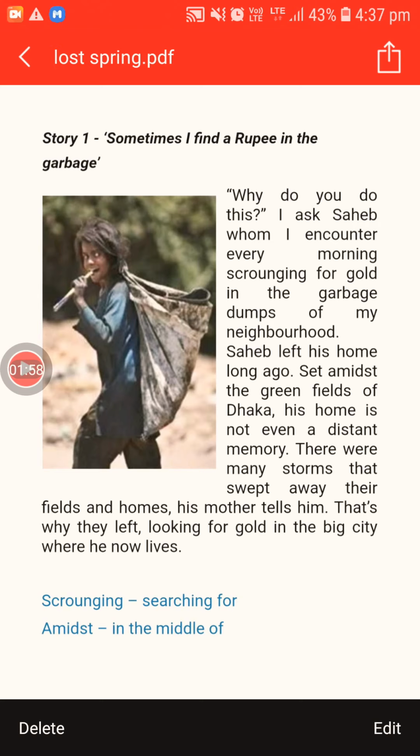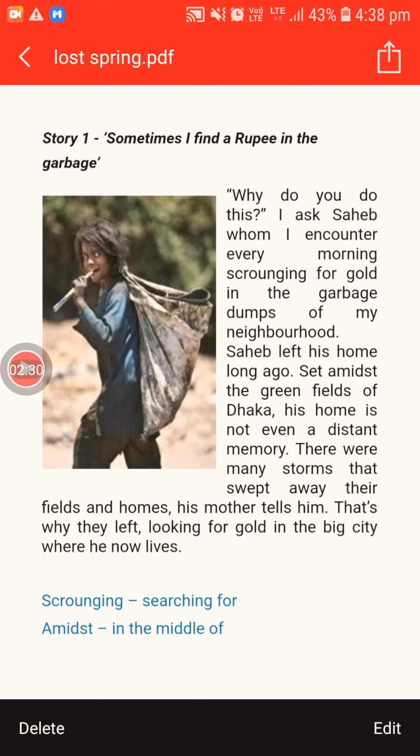And there were many storms, so a lot of natural calamities were the reason behind the migration. Okay, so migration is one hidden theme, and that is how they leave everything and migrate from one place to another in search of their identity, in search of food and a better life. So here the main character Saheb in the first part also came from Dhaka.